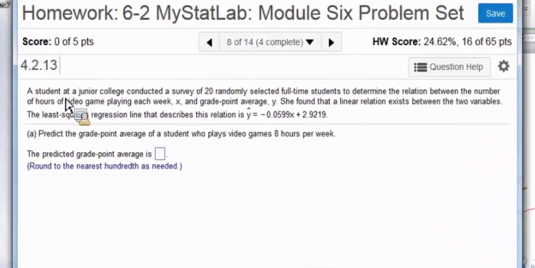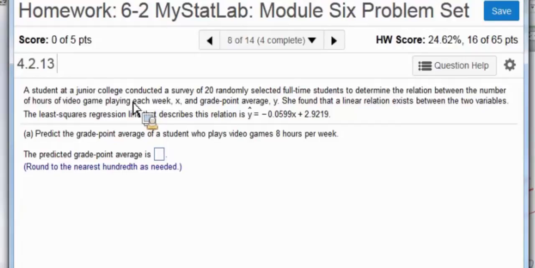Okay, word problem. A student at a junior college conducted a survey of 20 students, recording the number of hours of video games and the grade point average. So you can already figure out that if the number of hours goes up, then the grade point average is going to go down. Right? The statistics textbooks are not going to encourage people to play video games instead of studying their statistics.